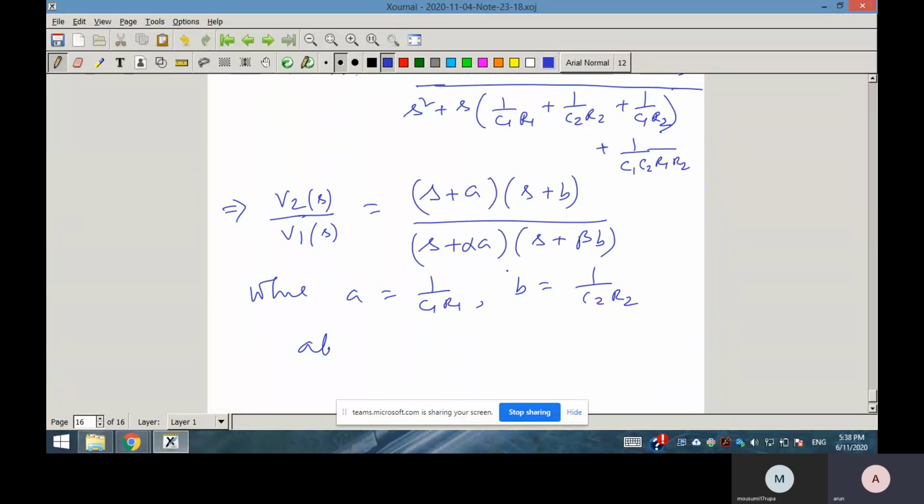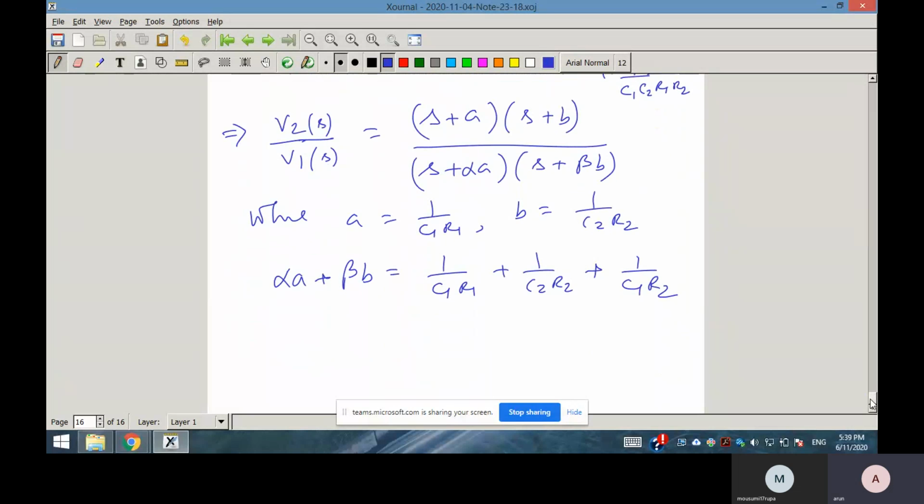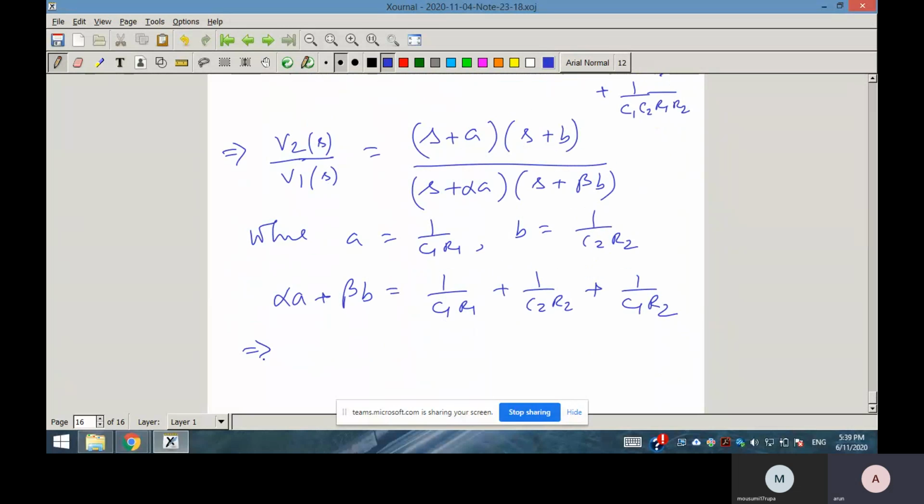Alpha A plus beta B should be what? Alpha A plus beta B should be equal to this. Alpha A plus beta B should be 1 by C1 R1 plus 1 by C2 R2 plus 1 by C1 R2. Okay. So now if you see 1 by C1 R1 plus 1 by C2 R2 is what? Alpha A plus beta B. This is equal to A plus B plus 1 by C1 R2.